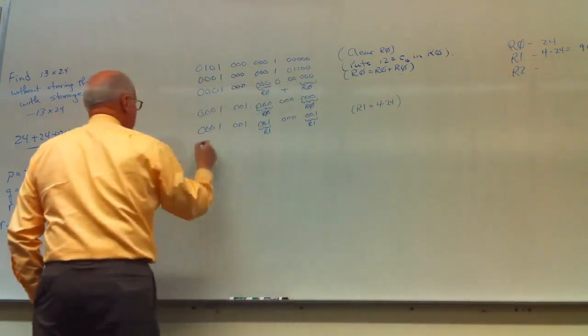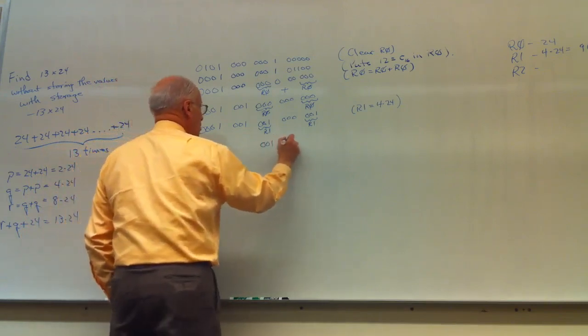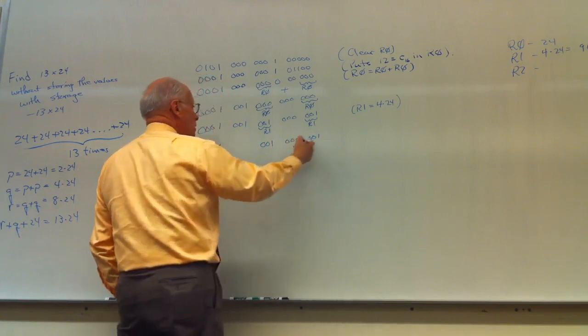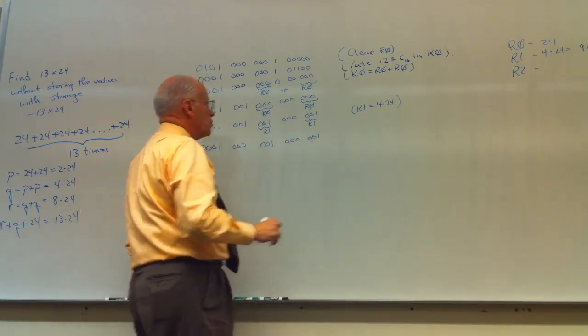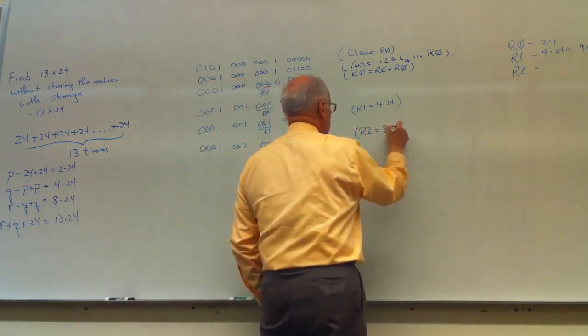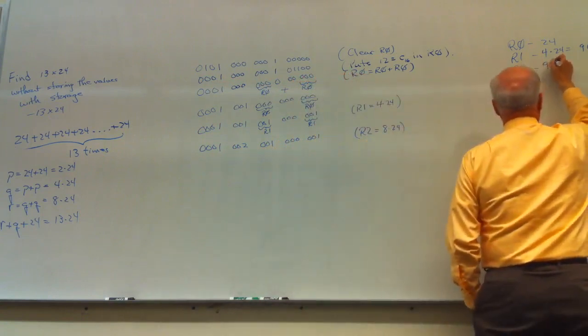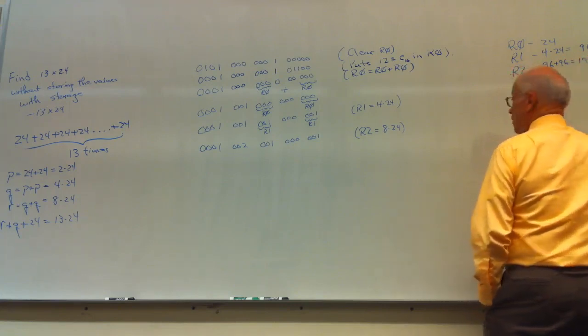And now I need an 8, so I can get that by taking register 1 plus itself, and we'll put it into register 2. So now register 2 is 8 times 24, 96 plus 96, or 192.